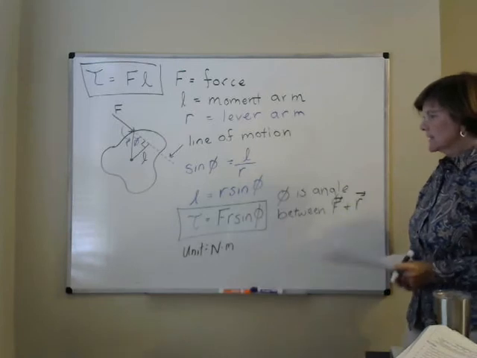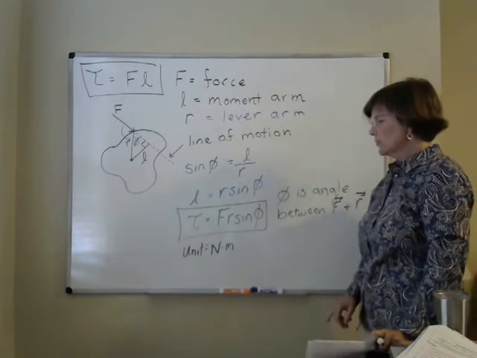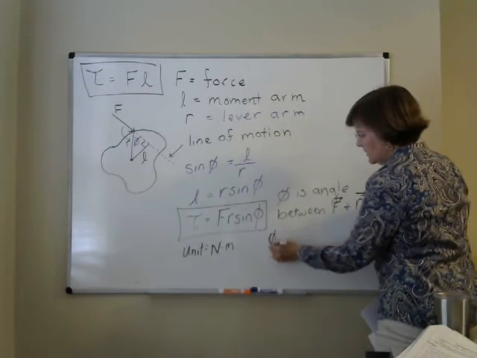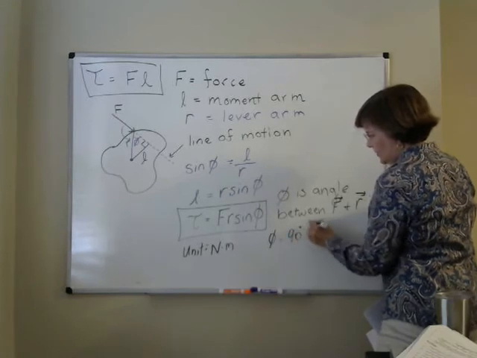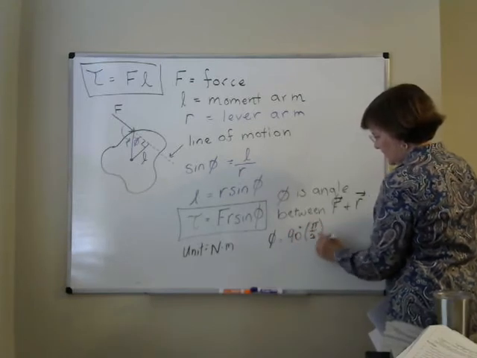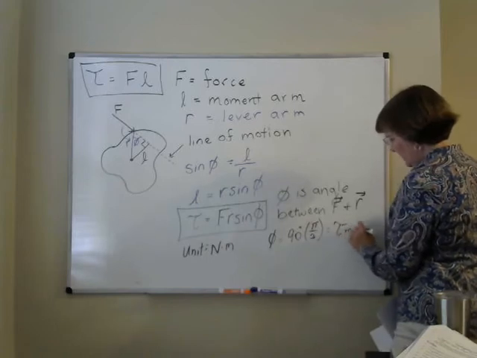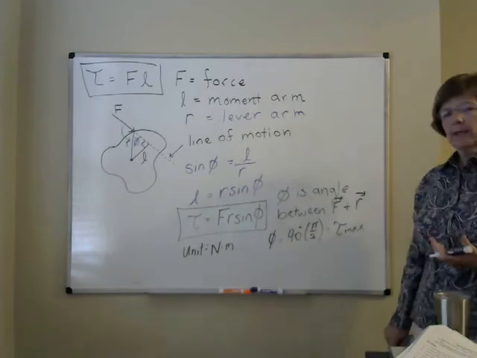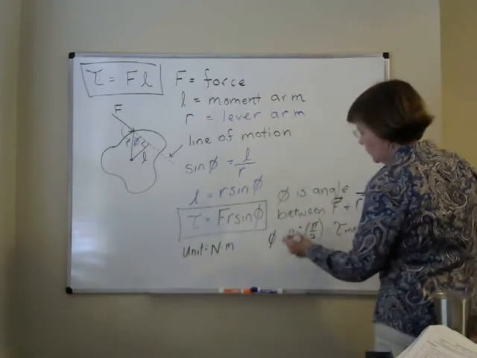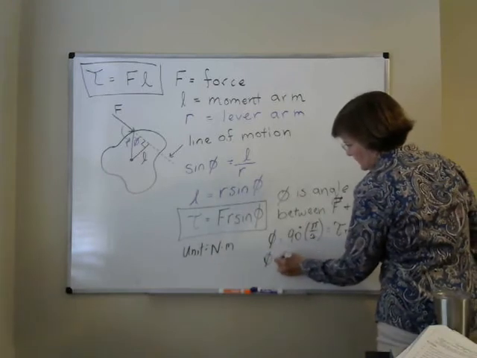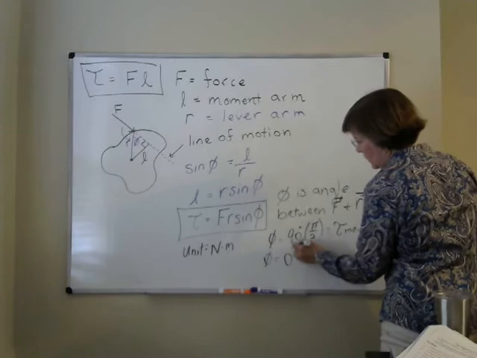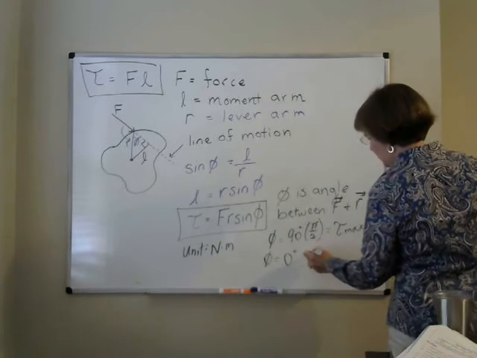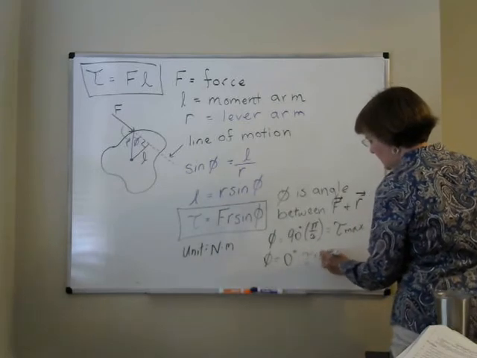If we look at this, we can see that we're going to get the largest torque when the angle is 90 degrees, which is pi over 2. That gives us a maximum torque. Sine 90 is 1. That's the largest sine will ever be. There will be no torque at 0 degrees, or for that matter at 180 degrees. That will give us a torque that's equal to 0.